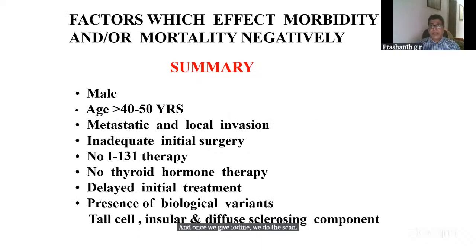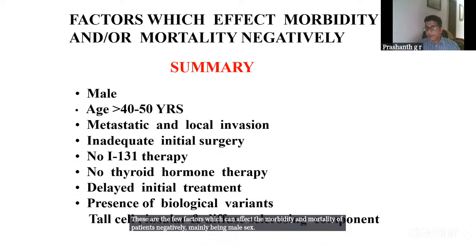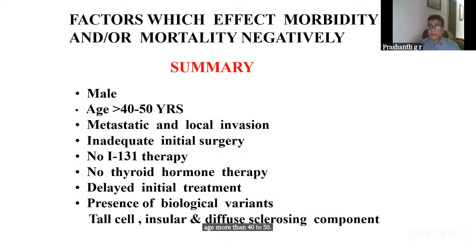These are the few factors which can affect the morbidity and mortality of patients negatively, mainly being male sex, age more than 40 to 50, metastatic or local invasion at presentation, inadequate initial surgery, no prior iodine therapy, no thyroid hormone therapy after surgery, delayed initial treatment, or the presence of biological variants like tall cell and insular variants and all that.